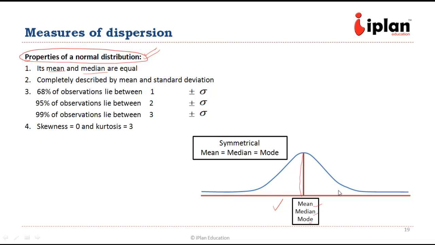This distribution is symmetric around the mean. It is completely described by mean and standard deviation. We do not need to know any other parameter. If we just know the mean and the standard deviation of a normal distribution, we know the characteristic of the population. We do not need to know any other parameter.